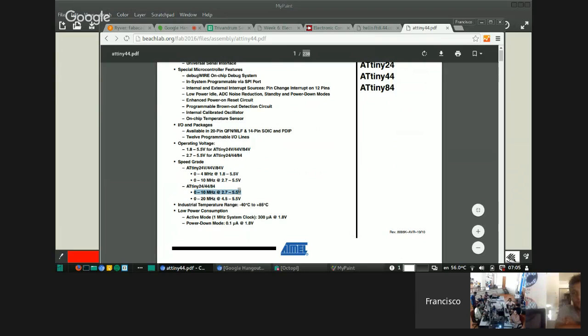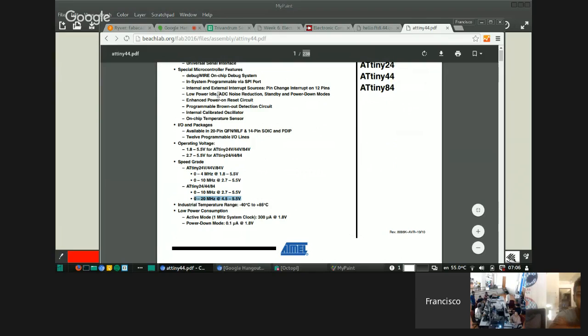What's the reasoning behind the operating voltage? I mean, are you saying that we need to select the voltage depending on the resonator? Like for example, the resonator is 20 megahertz, so the voltage has to be 2.7 to 5.5. I mean, how do you make that decision?